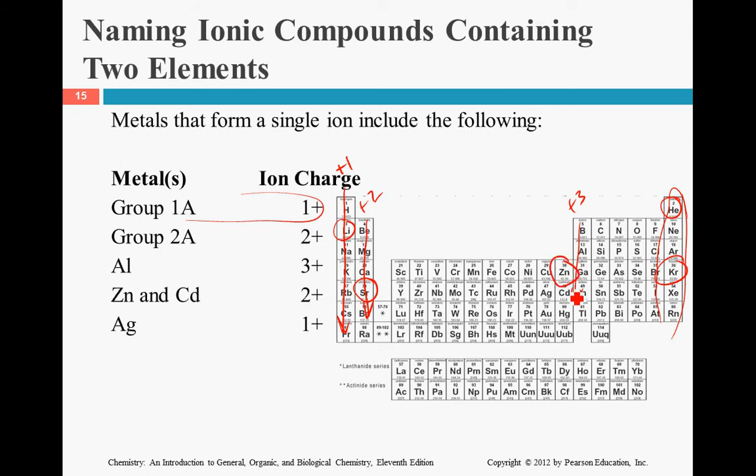Zinc and cadmium are +2. Those are unique. You might want to actually put +2 on the periodic table. And silver is a +1. Those three things are kind of unique because they're supposed to change charges, but they really don't. So you might want to jot those down.